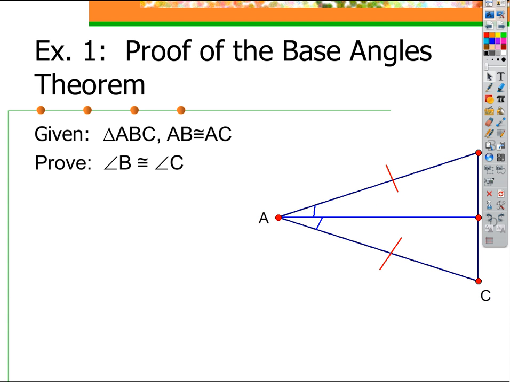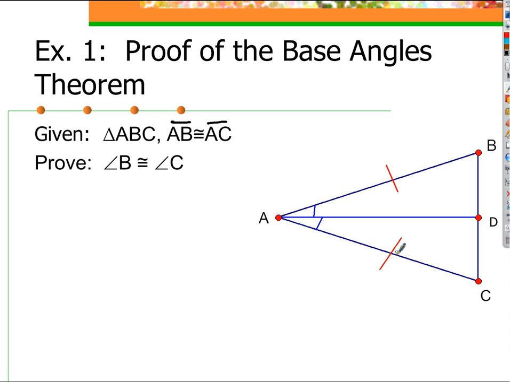I want to show you a quick proof. I'm not going to write this out, but let's just see if we can talk through this. There's a new kind of strategy or technique we're going to use here that we haven't done before. We're not going to spend a ton of time on these proofs, but I want you to see this. Let's say that we want to prove the base angles theorem. We're given triangle ABC, and we're given that side AB is congruent to side AC, which we've got marked on here with the red congruence marks.